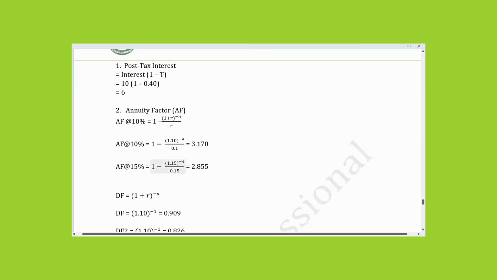You are going to start from the parentheses, which is 1.15. So 1.15 raised to power minus 4. You press equal to. You leave it in your calculator. You then say minus. Don't do divided by 0.15 yet. Just say minus 1. Then divided by 0.15, equal. So you are supposed to get 2.855.